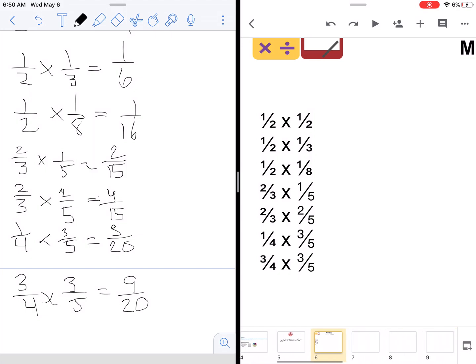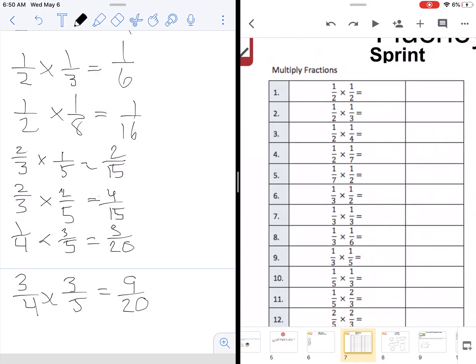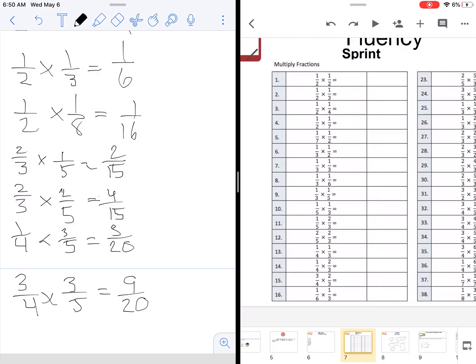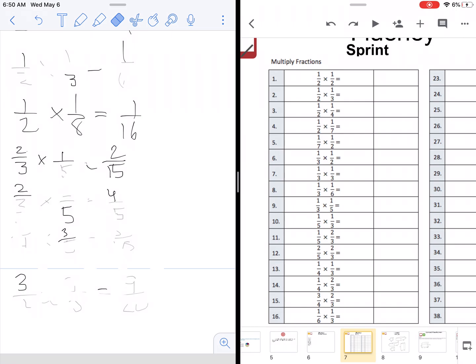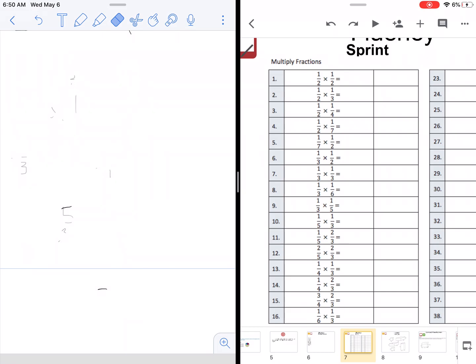Your next fluency practice is this. You're going to multiply fractions. When you are ready, I want you to write these down on a separate paper. So pause the video and write these down on a separate paper. When you're ready to go, you can unpause the video and your answers will be here. Number 1 all the way to number 16.